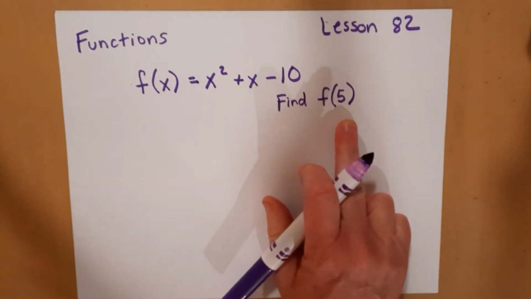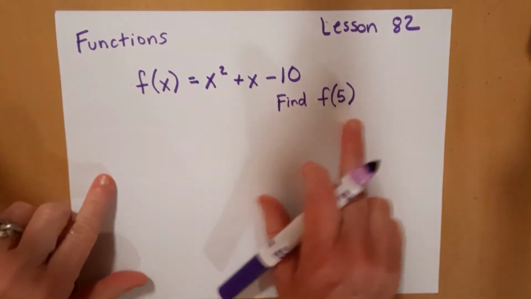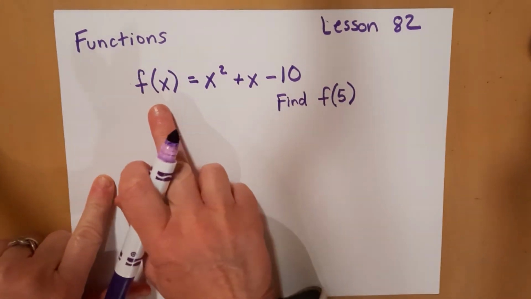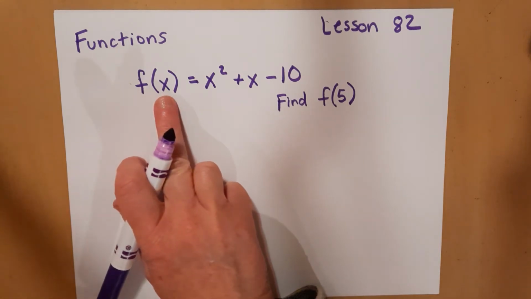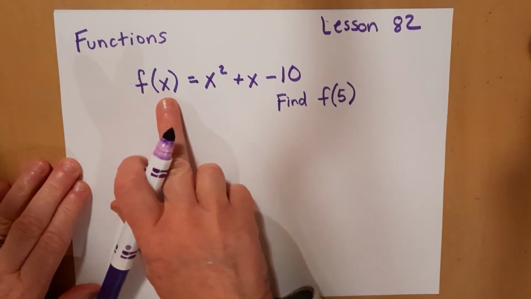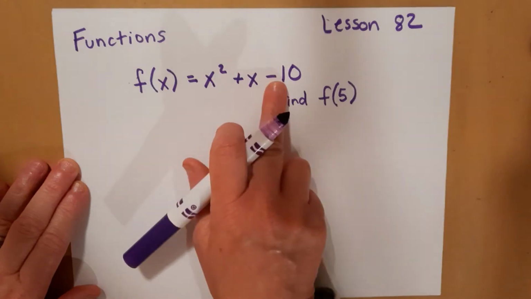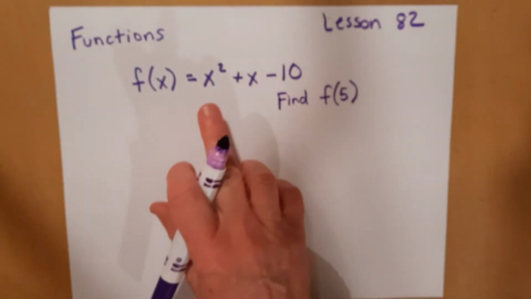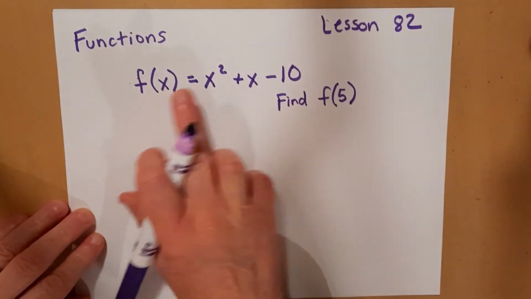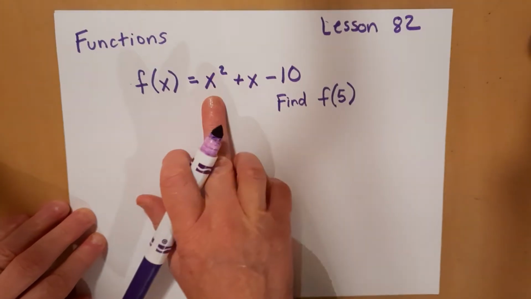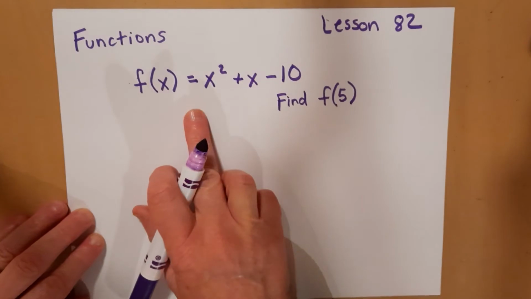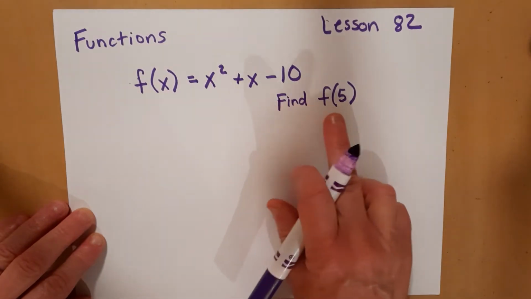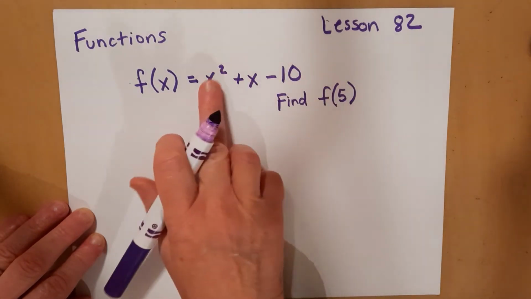So I don't want you to get confused by this notation right here. When we're talking about functions, it does not mean multiply f times x. It just means that the function of x is to do this to it. So if this is what we're going to do to an x when we put it in, we're going to square it first, then add it to itself, and then subtract 10 from that. Then we want to find what happens if we put 5 into this function.